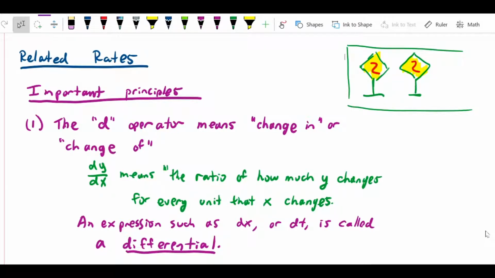The topic is related rates. Corresponds to section 3.10 if you're following along in the Thomas Calculus textbook. Before we get into it, this is really an application topic. A lot of this involves reading word problems and translating them into the correct calculus to solve the problem.